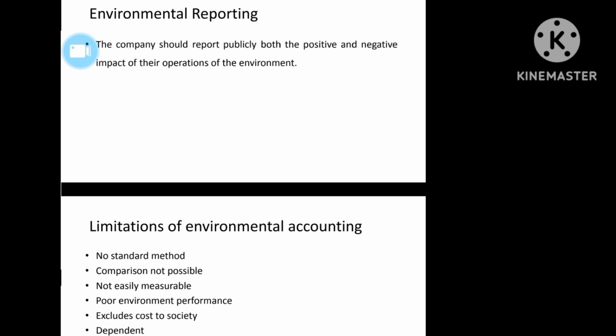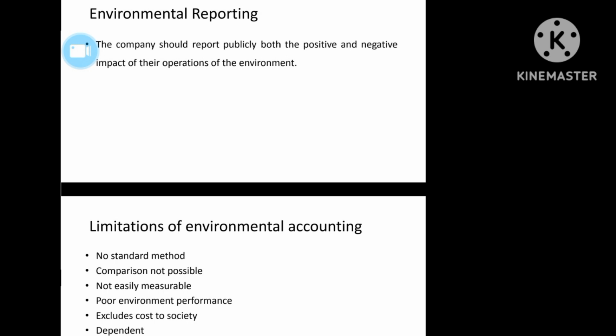Next is comparison not possible. You can't compare this year's performance with the previous year. So comparison is also one of the major setbacks. Next, not easily measurable. It is basically measured on a qualitative basis, so it's not measurable. Environmental accounting aims at making it measurable quantitatively.